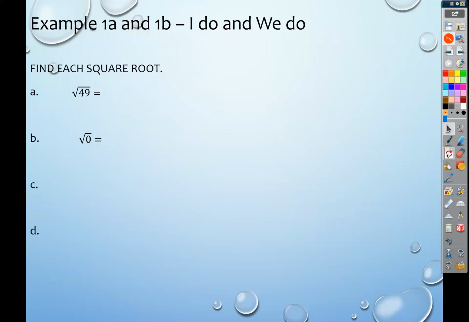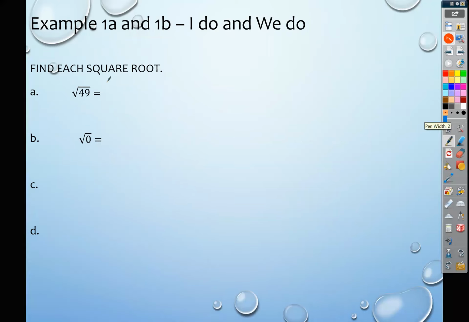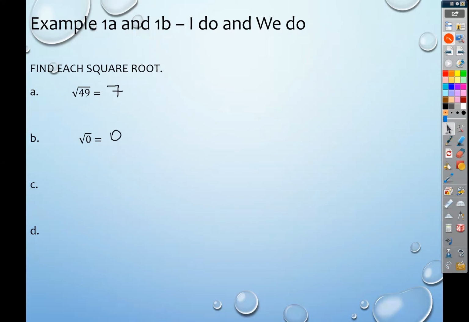So example 1a and 1b. I'm going to do some and then you're going to do some. What times what gives us 49? 7. What times what gives us 0? 0. So you would say the square root of 49 is 7, the square root of 0 is 0. Now, let's try to do these together. What is the square root of 25 over 16? Well, what's the square root of 25? 5. What's the square root of 16? 4. So it's just 5 over 4.